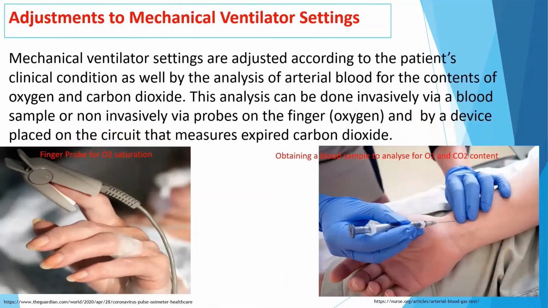So, adjustments to mechanical ventilator settings. Mechanical ventilator settings are adjusted according to the patient's clinical condition, as well as by the analysis of arterial blood for the contents of oxygen and carbon dioxide. This analysis can be done invasively via a blood sample, as seen on the right, or non-invasively via probes on the finger, that's for oxygen, on the left, and via a device placed on the circuit that measures expired carbon dioxide. And those two devices don't require a blood sample.